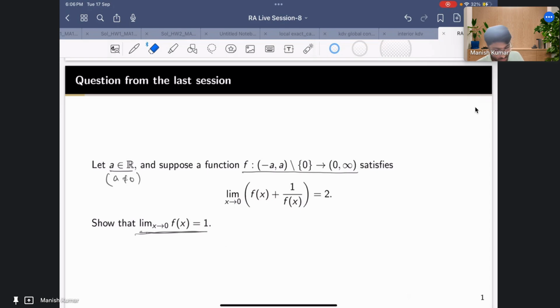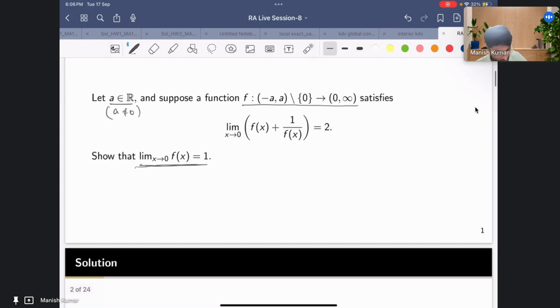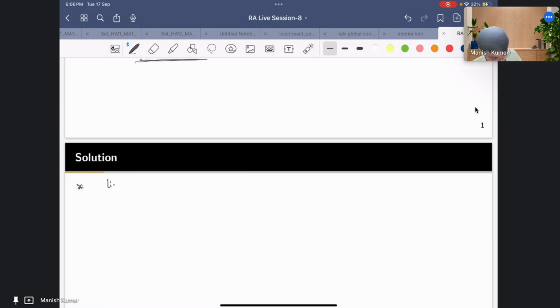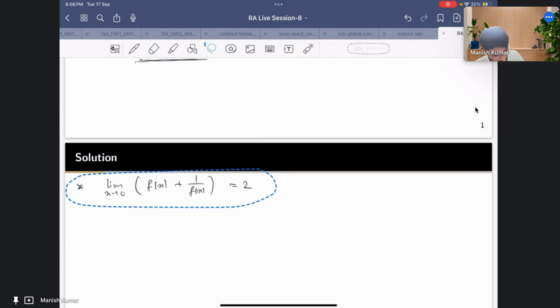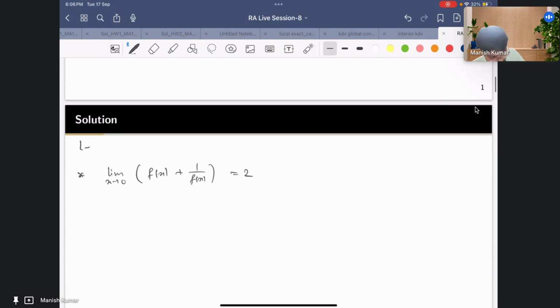So the first thing is let's start with what has been given to us. It's given to us that the limit as x goes to 0 of f of x plus 1 by f of x is equal to 2, correct? So what does this mean? Before trying to prove this problem, we have to establish this one. We have to first assume some epsilon, a positive real number. So let epsilon greater than 0 be any positive real number.